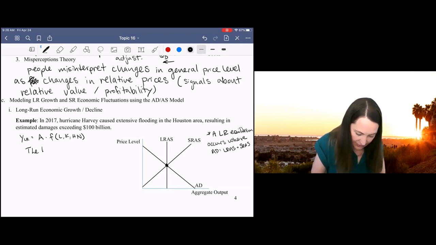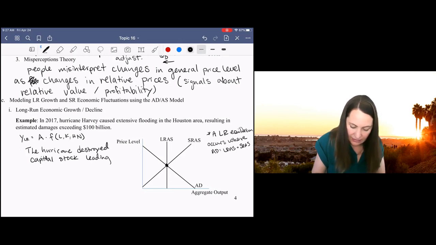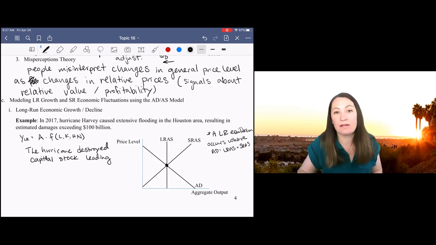The hurricane destroyed capital stock. And that will lead to a decrease in long run potential output or real output, okay?